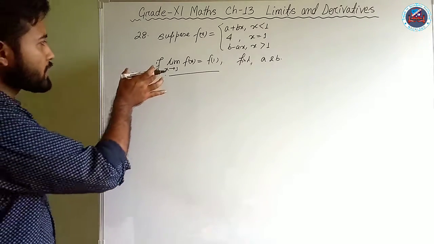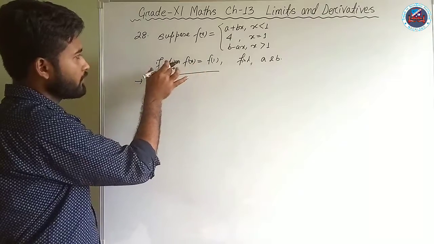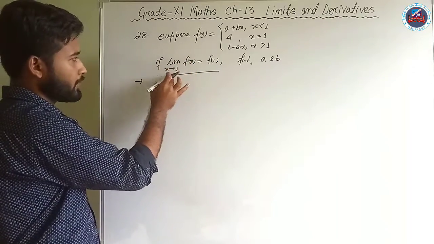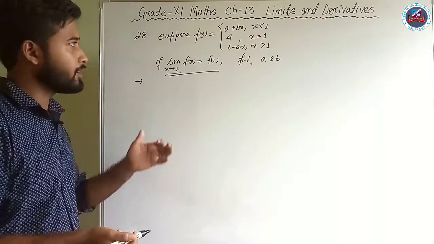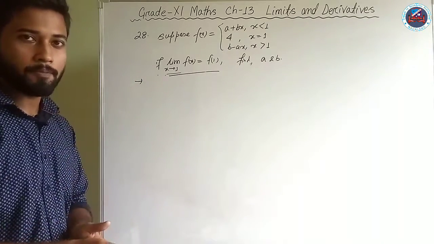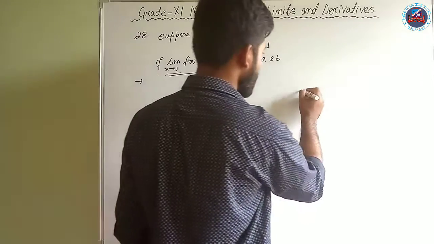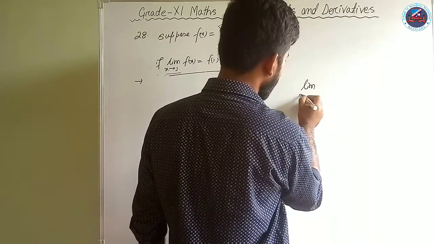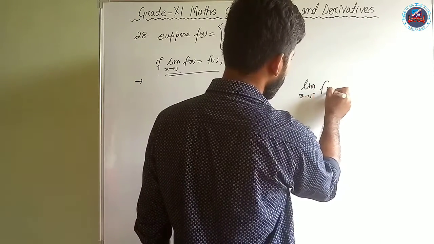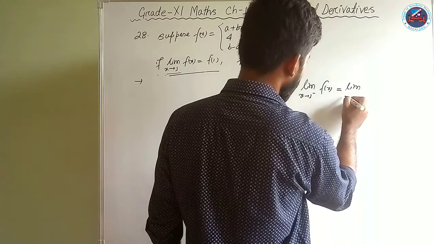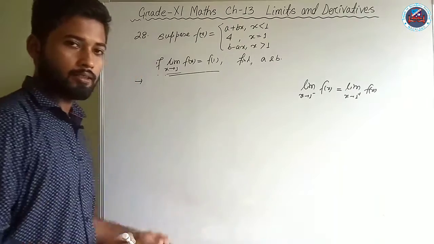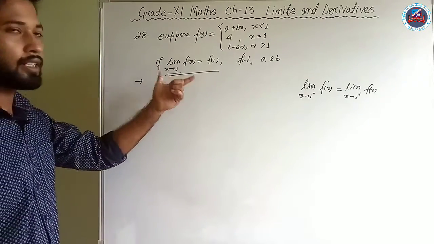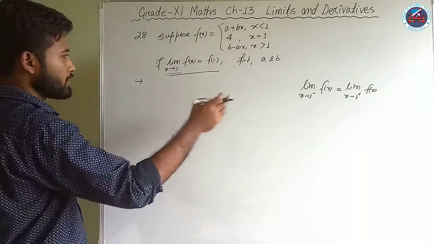Okay, so since from this condition that limit of f(x) when x tends to 1 is equal to f of 1, from here we can get an idea that the limit of this function exists. So when the limit of the function exists, then we can say that limit x tends to 1 negative, that is the left hand limit, is equal to x tends to 1 positive, the right hand limit. That is, these two are equal. From this we can get the idea.